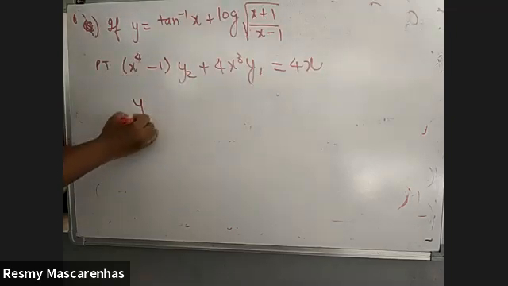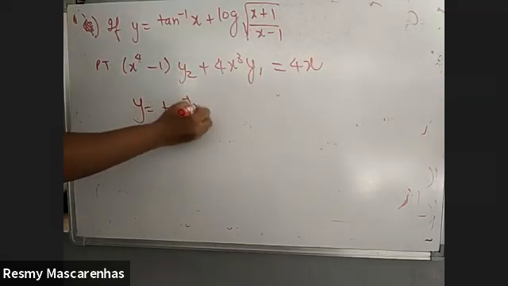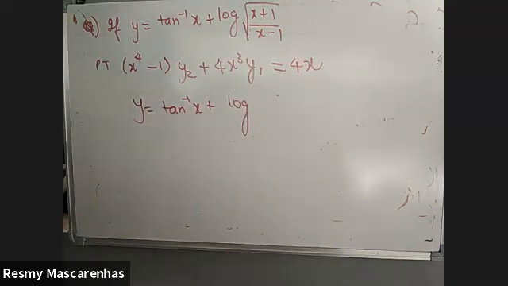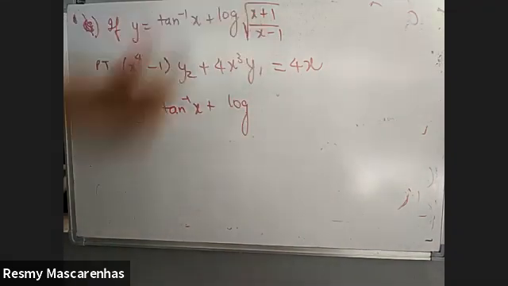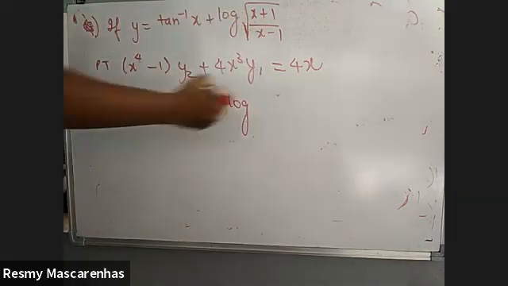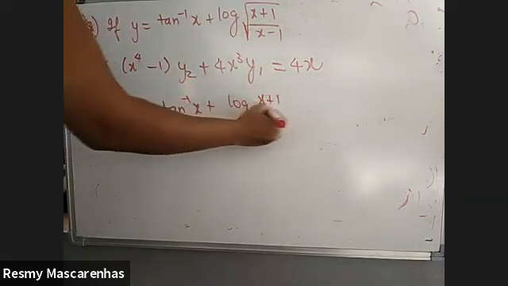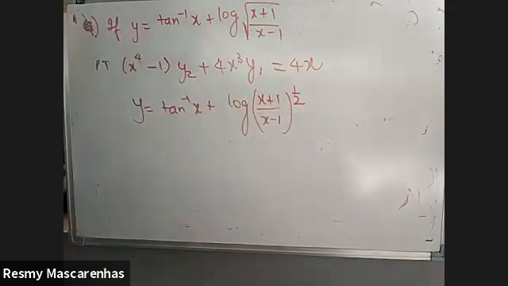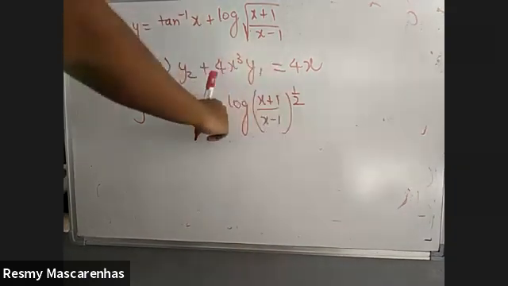Take this as a question, like tan inverse of x. So whenever there's a log function, I told you always try to simplify it. First of all, root can be written as raised to half. This will become half. Whenever there's a power, it will always come out.